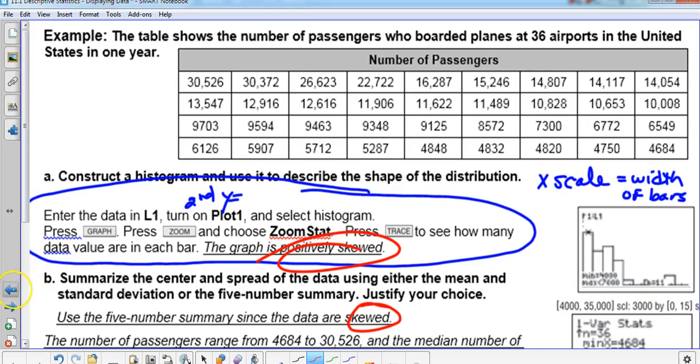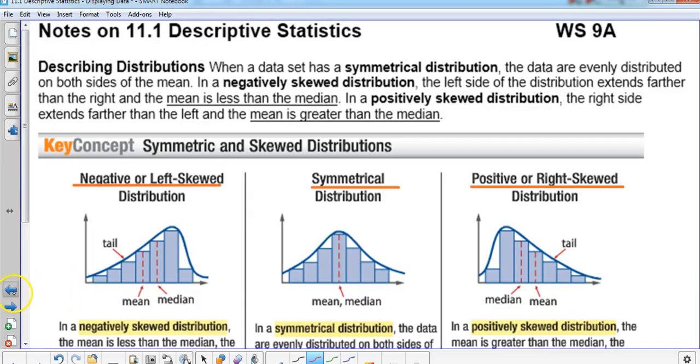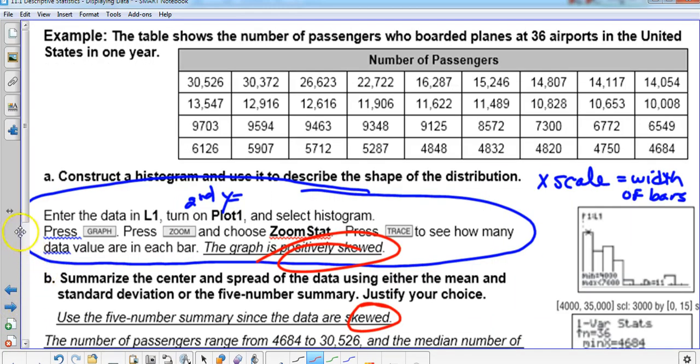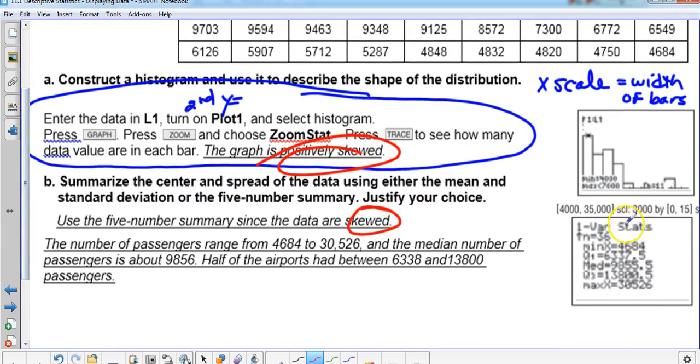Therefore, remember this slide we just talked about? If it's skewed, use the 5-number summary. Everybody see what I'm talking about? So they said this was skewed, so then they did one variable stats, which is stat, right arrow, choice 1. And then you're asked to describe this, summarize the center and spread.